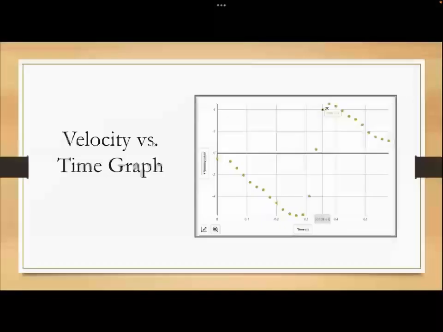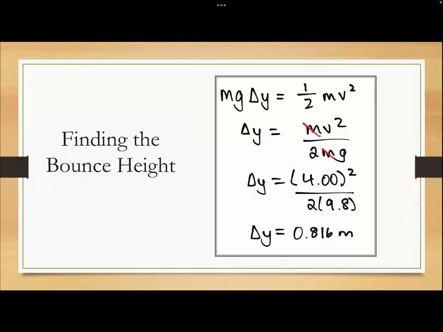So as you can see, we did a velocity versus time graph, and we pinpointed the point of the velocity right after the initial bounce, and you can tell that it is 4.00 meters per second. So what we did was, to find the bounce height, we basically took the potential energy equation, which is mgΔy, and we set that equal to the kinetic energy equation, which is 1/2 mv². And the reason for this is the potential energy should be equal to the kinetic energy if we find the velocity right after the bounce.